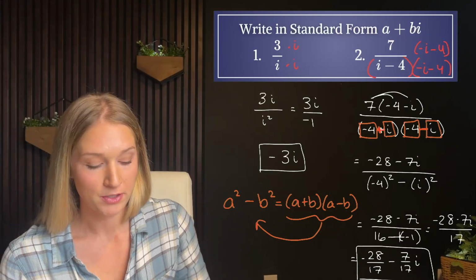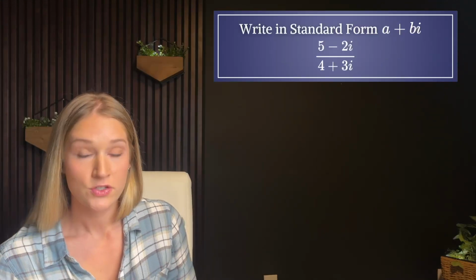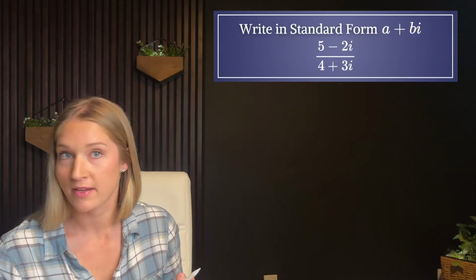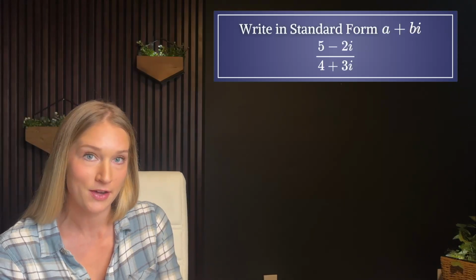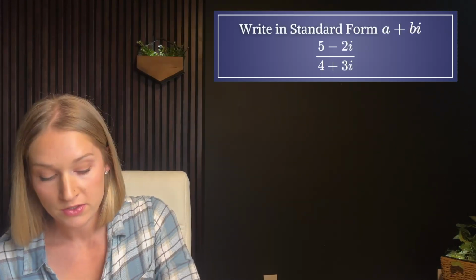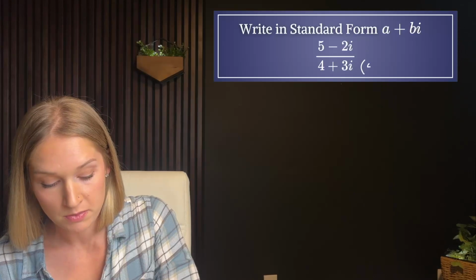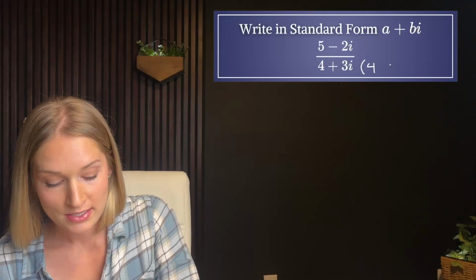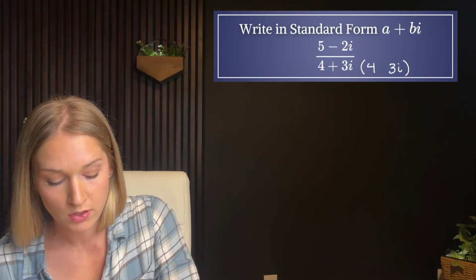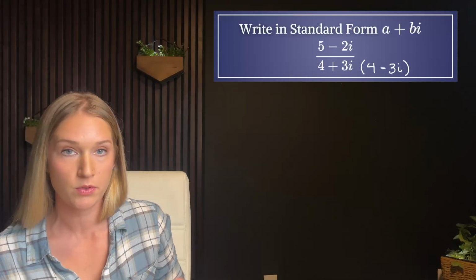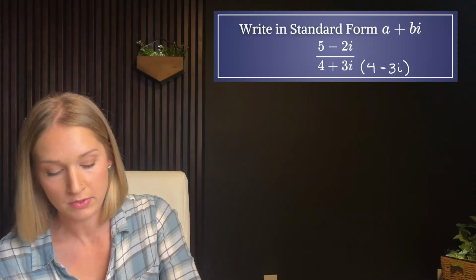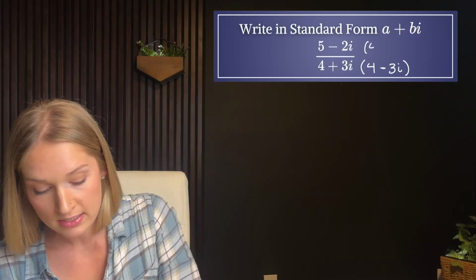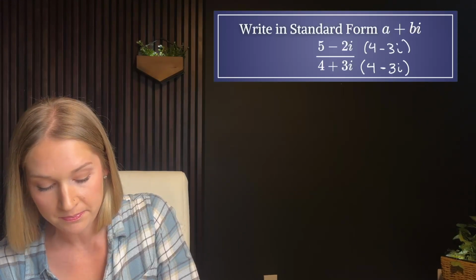Okay, let's do one more. So we're going to do the same thing, but this one's got a little bit more going on because we have an imaginary term in the numerator now as well. I'm going to do the same thing I did in the last one and multiply by the conjugate, which is the same two terms, but the imaginary one, or the one with the radical, changes to the opposite sign. So for -3i. And again, that just creates the difference of squares for us.